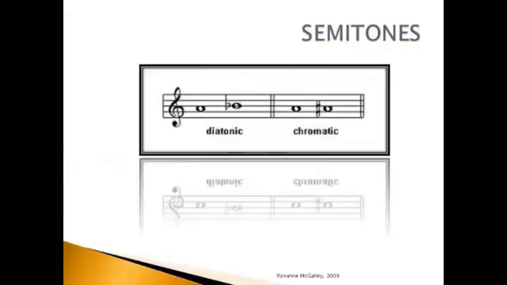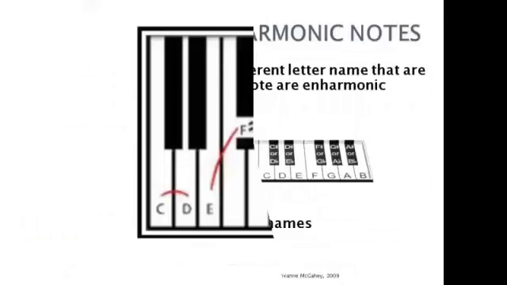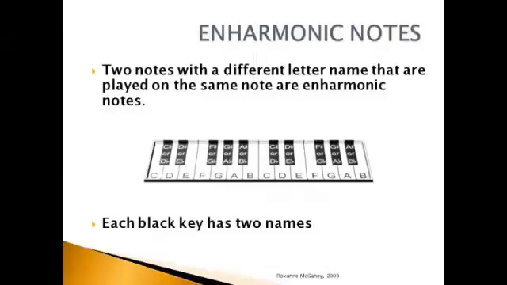Here we have a diatonic semitone first from A to B flat. It has a different letter name. Then we have a chromatic semitone A to A sharp. They would both sound the same because B flat and A sharp are the same note sound. Enharmonic notes are notes that have a different letter name but sound the same.